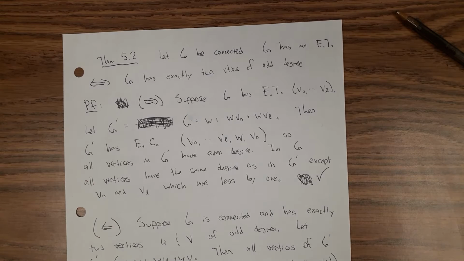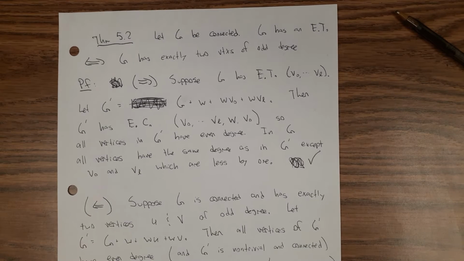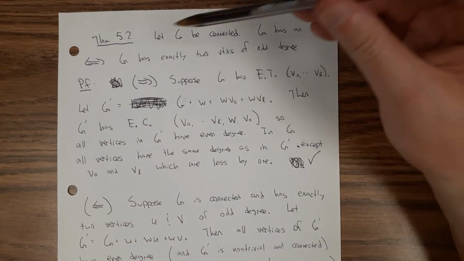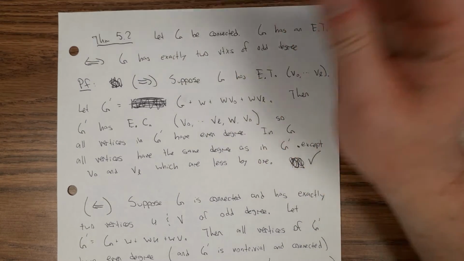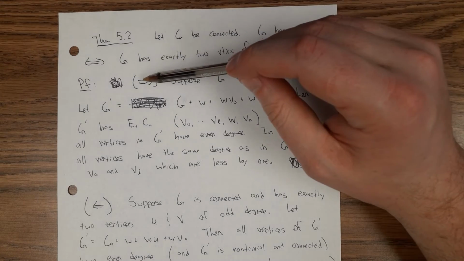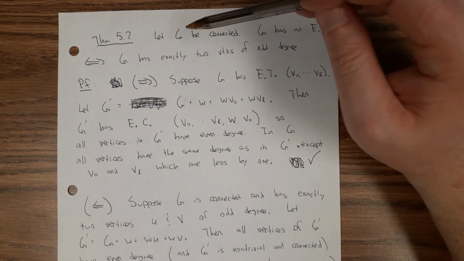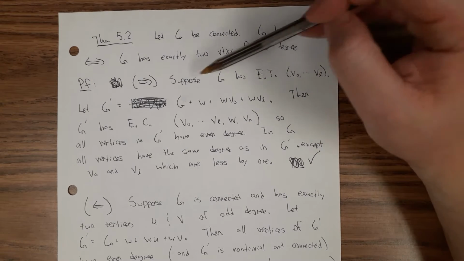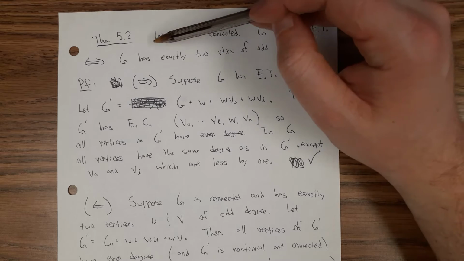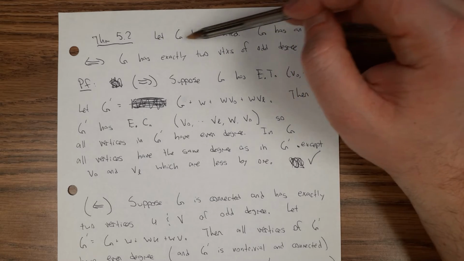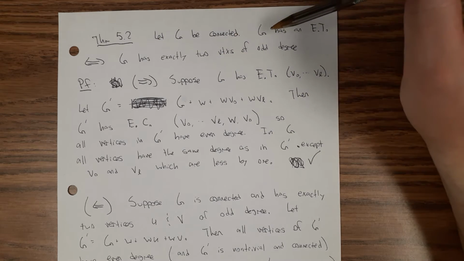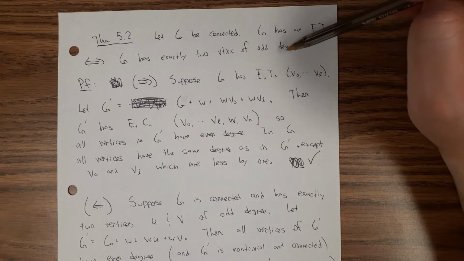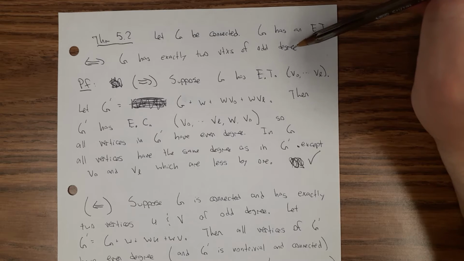So let me go over it more formally now that I've gone over the basic idea. This is a two-directional thing. It's an if and only if statement, so let's prove the two directions separately. Let's prove the forward direction. I'm assuming that G is connected. I'm not really going to use that for this part, but formally we're assuming that G is connected, and we're assuming that G has an Eulerian trail, and then we have to prove that G has exactly two vertices of odd degree.